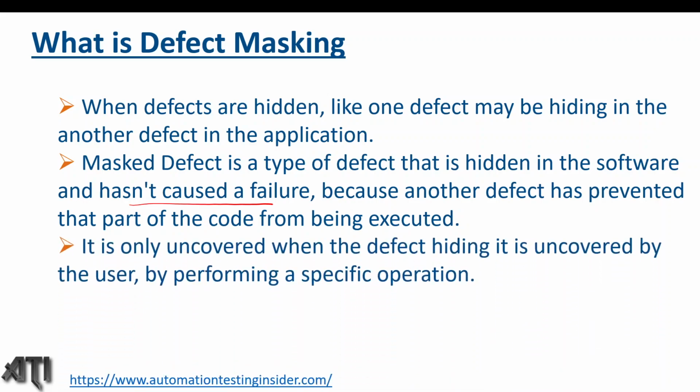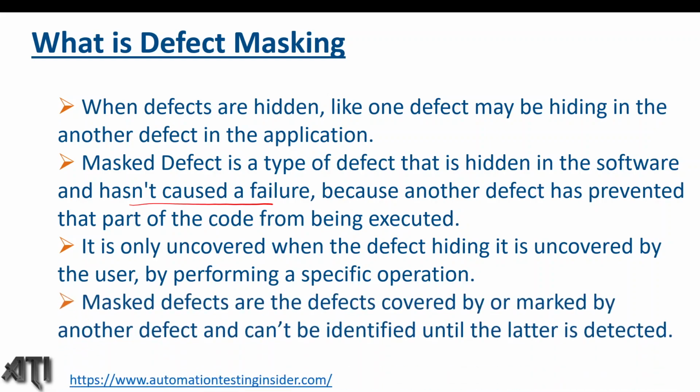It is only uncovered when the defect hiding it is uncovered by the user by performing a specific operation. Masked defects are the defects covered by another defect and can't be identified until the latter is detected. So we talked about different examples of defect masking.